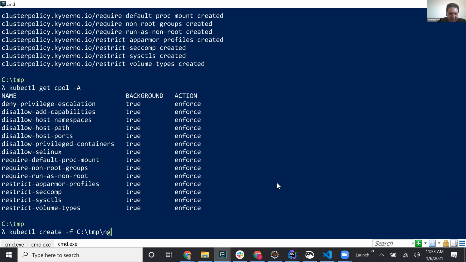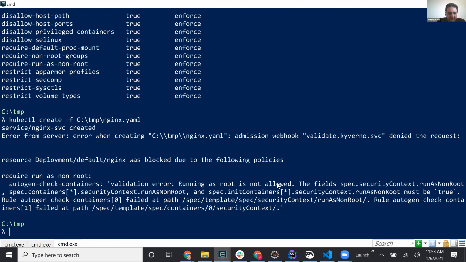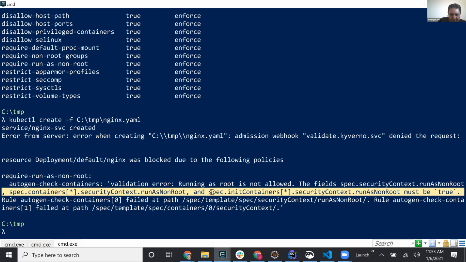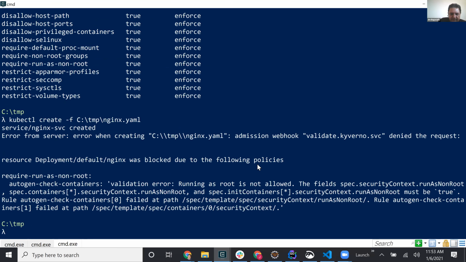I think this was the Nginx pod, or actually let's run it with the deployment and the service. In this case, the one policy it violates is running as non-root. That's what got flagged from the restricted mode and it blocked the request, right? The interesting thing is the policy will work on all of the pod controllers. In this case, it was a deployment.